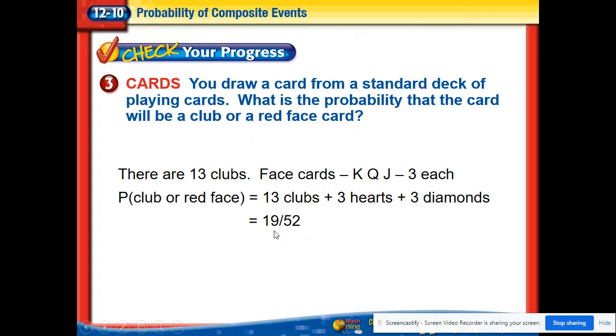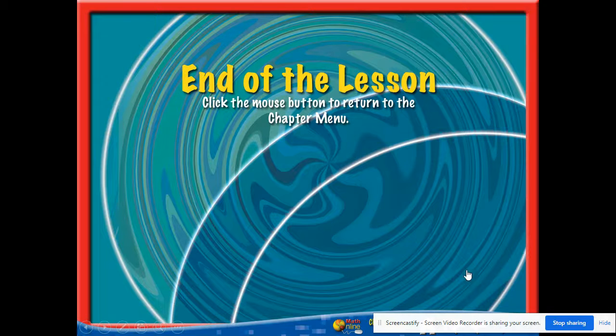Again, only one fraction because it's only one card that we're pulling off. We're not multiplying these all together. And that's what I have for you today.